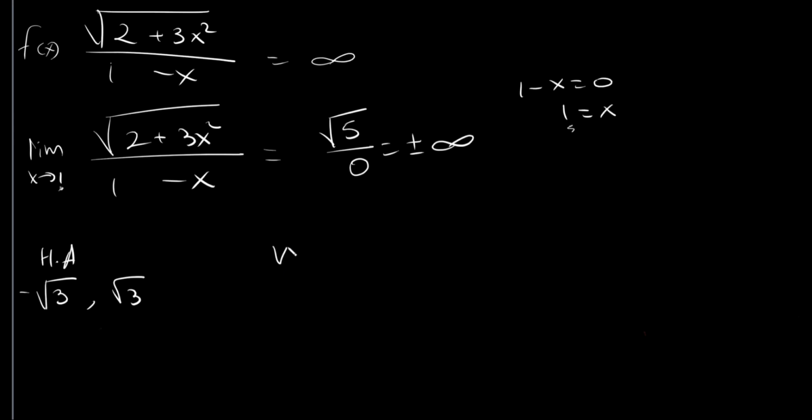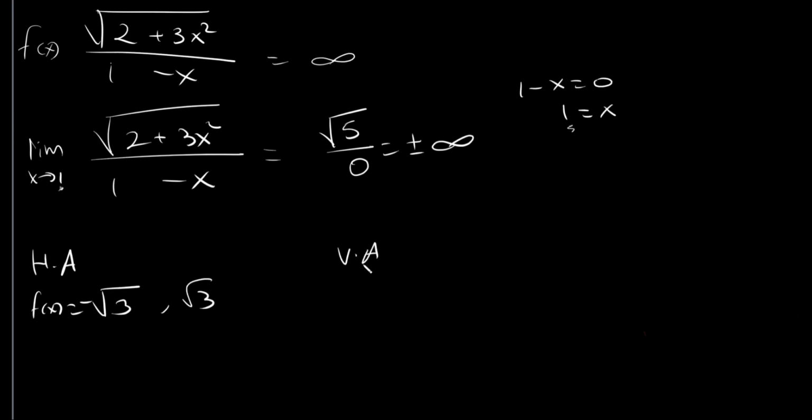And my vertical asymptote, by the way, I'm going to erase that. I'm going to write it. The correct way to write it is horizontal asymptote: f of x equal to minus square root of 3 and square root of 3. Vertical asymptote: x equal to 1. So this is how you find your horizontal asymptote and your vertical asymptote.